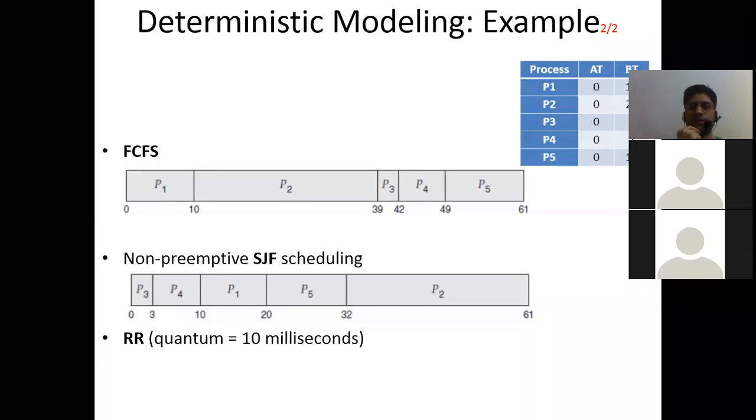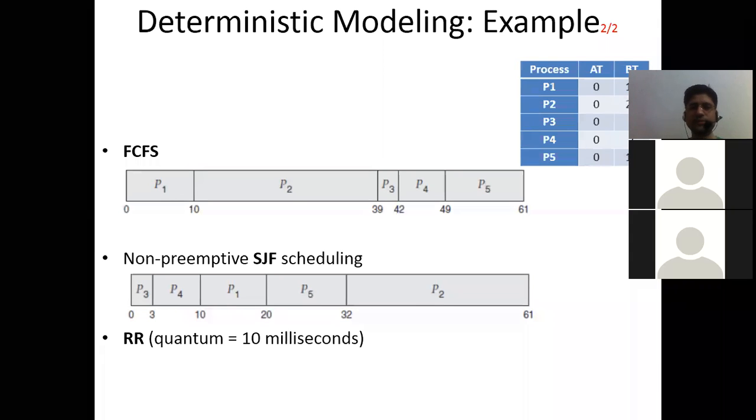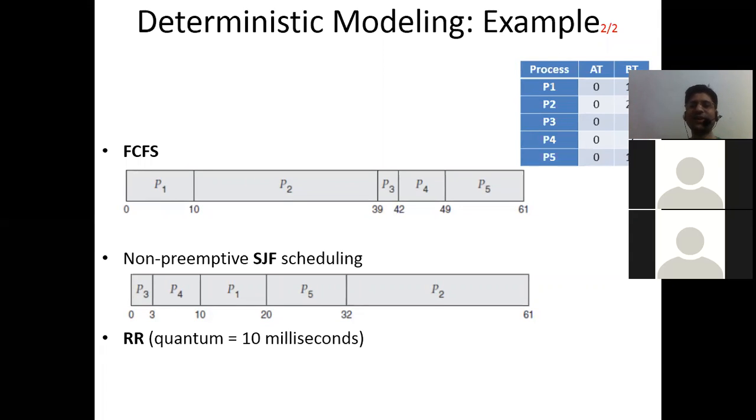Round robin, time quantum given as 10 milliseconds. 23 milliseconds. Okay, Chitranshu, yes, got the answer. Aparna, 23 milliseconds, same answer. Chitranshu, Aparna, Abhishek, 23 milliseconds. Cool. Aditya, 23 milliseconds. Okay.